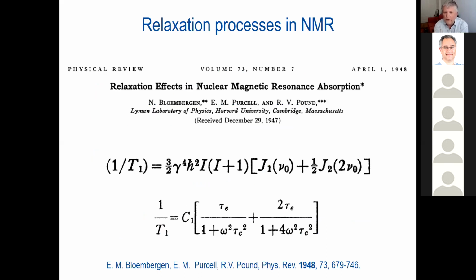And I would like to start very simple with a nice, beautiful paper from 1948, where Bloembergen-Purcell-Pound discussed relaxation effects in nuclear magnetic resonance absorption. And they came up with these simple equations for the relaxation rates, 1 over T1 and also 1 over T2. And they could dissect the two contributions into a coupling parameter, C1, and the spectral density part, including the dynamics and the correlation times. And of course, in this particular case, the relaxation rates can be frequency dependent, right?